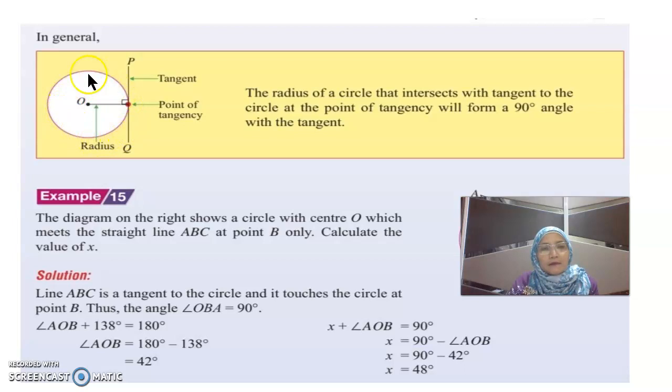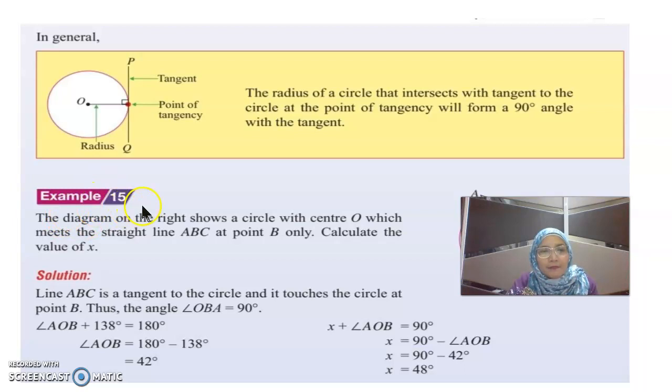This is a circle with its tangent, which touches a point at the circumference. The radius of a circle that intersects with the tangent to the circle at the point of tangency will form a 90-degree angle with the tangent. This is the 90 degrees, this is the radius, and this is the tangent.